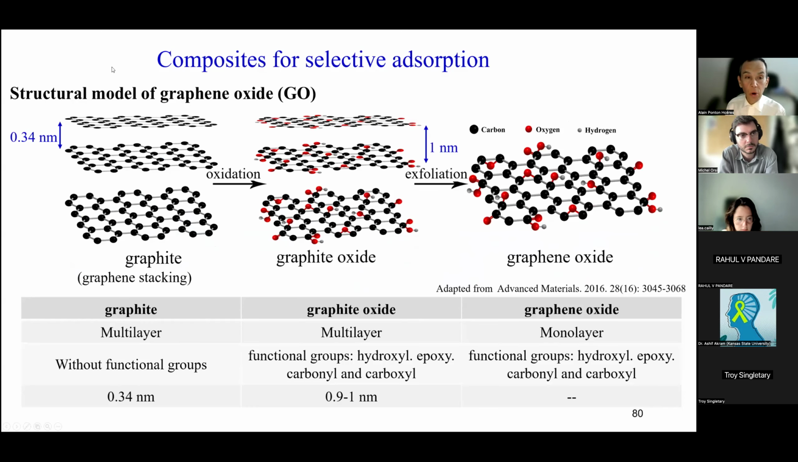So from graphite, you oxidize, you obtain graphite oxide, which is multi-layer, and by exfoliation, you obtain graphene oxide, which is more or less monolayer, with a lot of functional groups. In our case, it is very important because depending on the nature of the polymer, you can obtain some positive or negative interaction between nanofillers and the polymer chain.